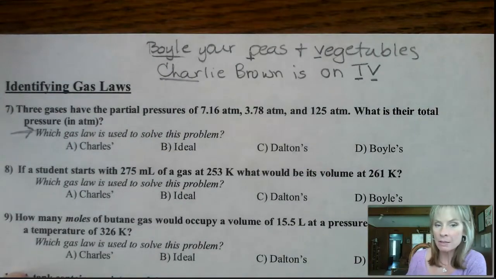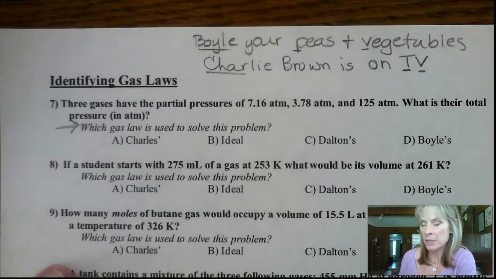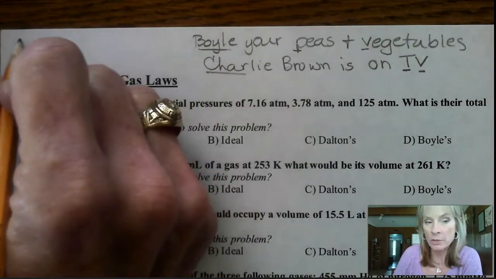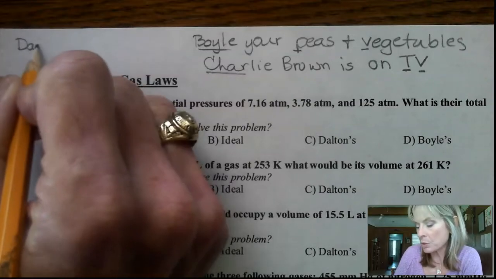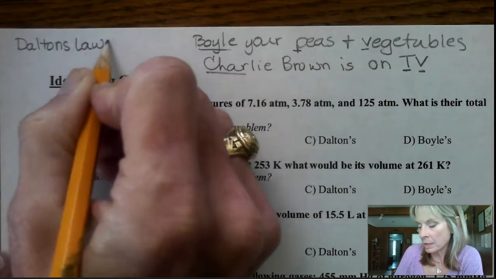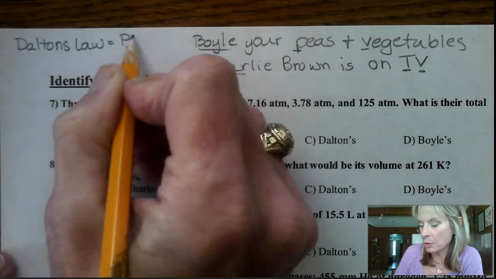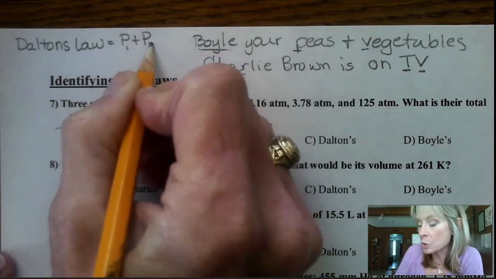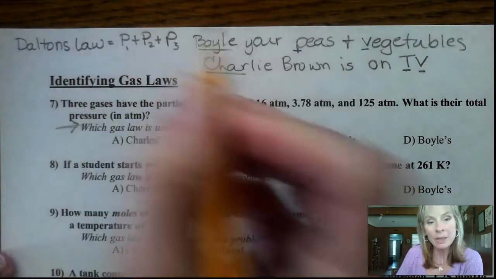So some of the other gas laws that we've learned about that I don't have a cool saying for are Dalton's law. Dalton's law of partial pressures is just adding pressures together. So there will be a P1 plus a P2 plus a P3. There will be lots of pressures in it and nothing else.